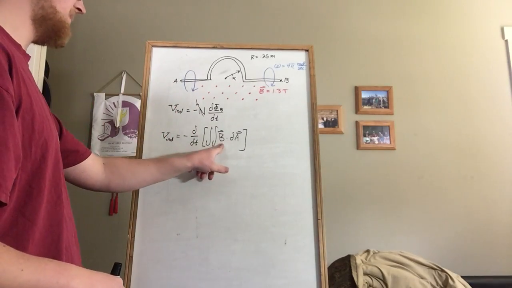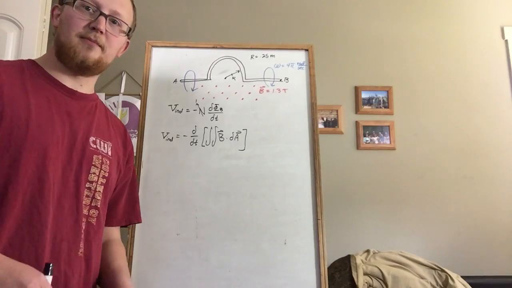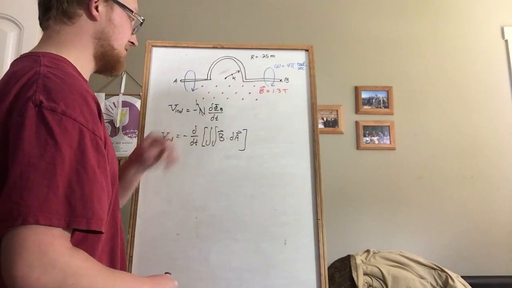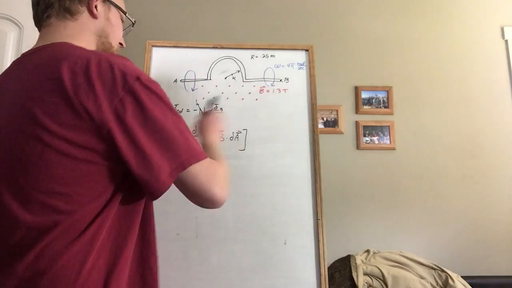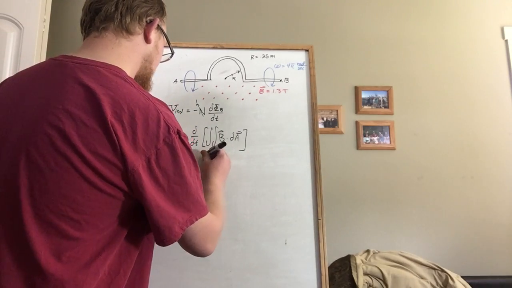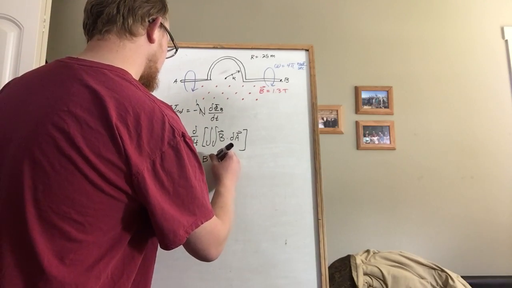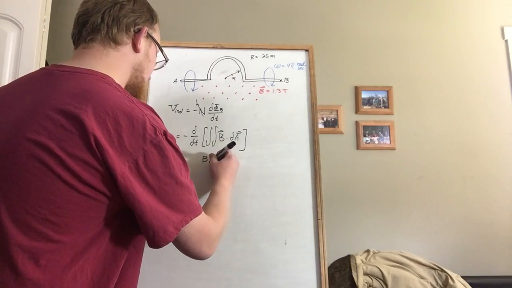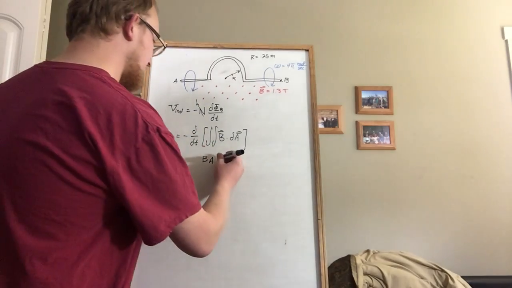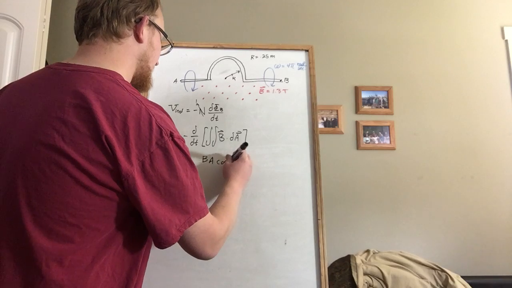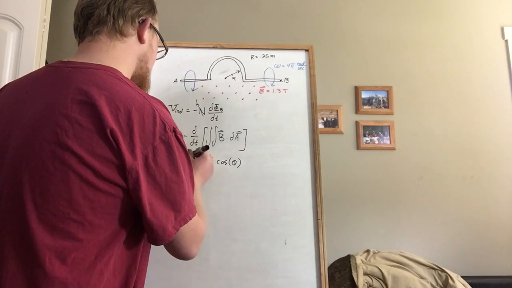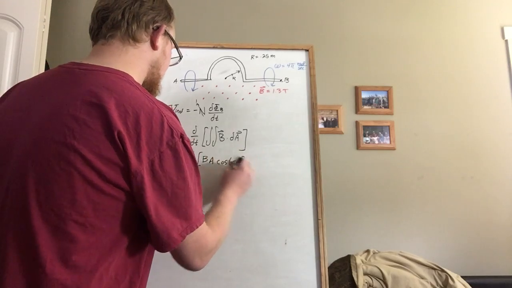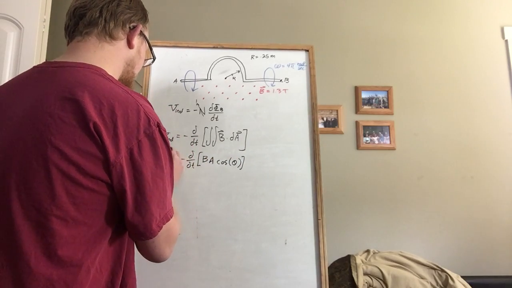What do we know about B? Well, we know it's constant. It's 1.3 Tesla everywhere, and so it doesn't change with respect to dA. So we can pull B out and take the integral of dA, which is A. But remember, this is a dot product in here, so we've got to have cosine theta written down. So we've gotten this nice and simplified so far.